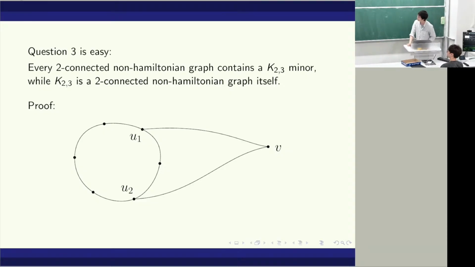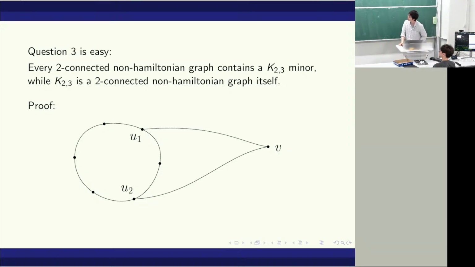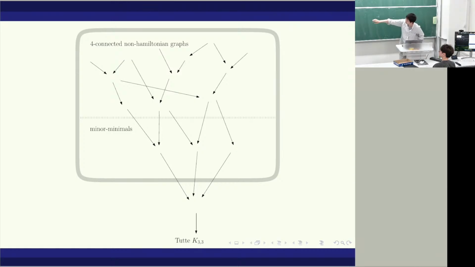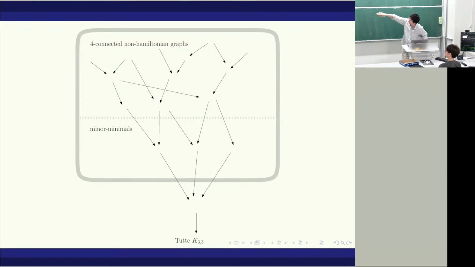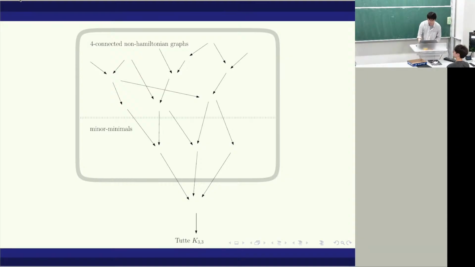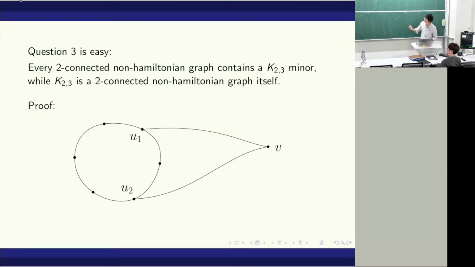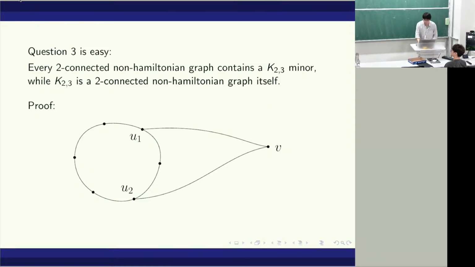And fortunately, K2,3 is also a 2 connected non-Hamiltonian graph. Therefore, unlike this picture, in this picture the K3,3 is outside of the graph class we consider. But in this question, the K2,3 is inside the graph class. Therefore, we can conclude that there is exactly 1 minor minimal 2 connected non-Hamiltonian graph, which is K2,3. So this solves question 3.